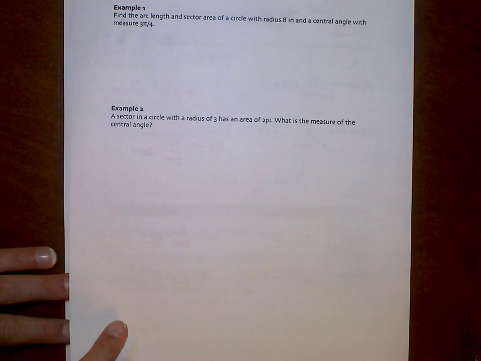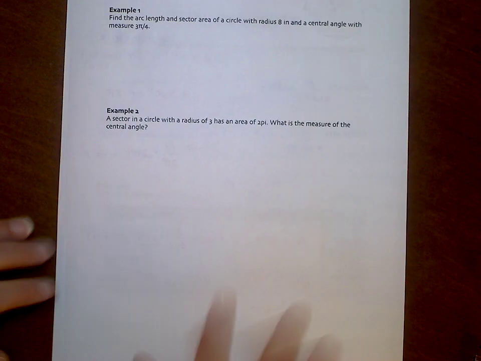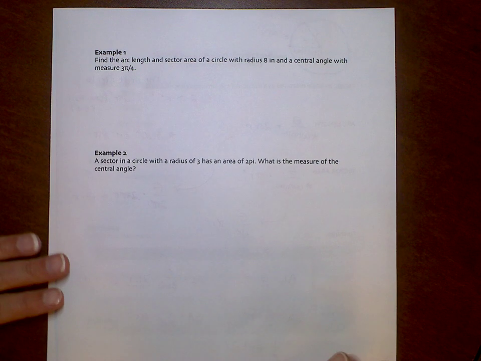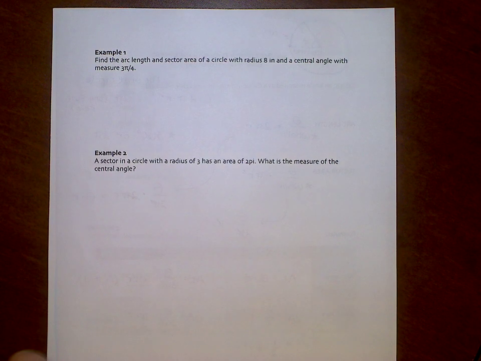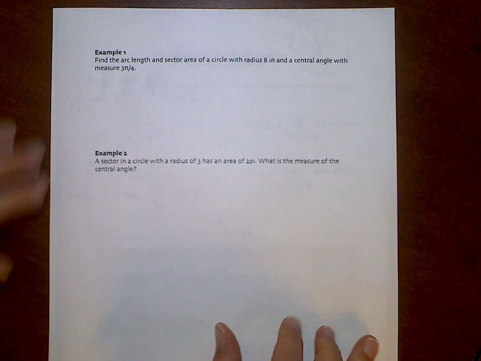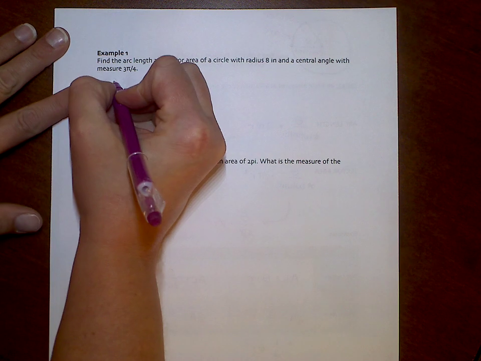Oh, there's my examples. I only made you do 2 examples. That's nice of me. Okay, arc length and sector area of a circle with a radius of 8 and a central angle with a measure of 3 pi over 4. So let's start with arc length.